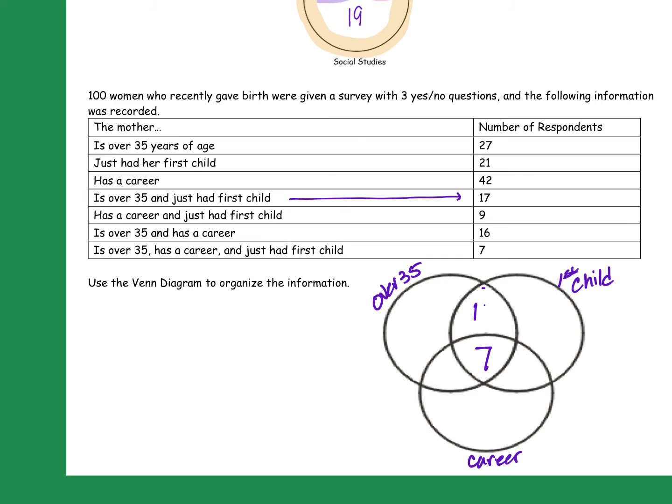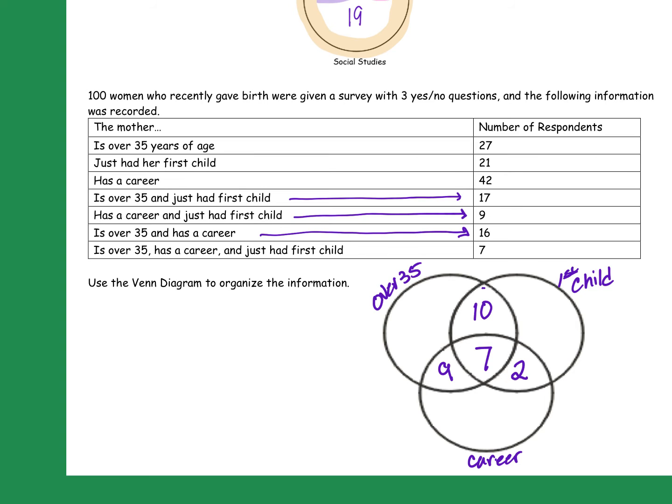This should be 10. And then we have here first child and career is here, should be a total of 9. And I've already got 7 there, so that means that should be 2. And then we have over 35 and has a career, should be a total of 16. And I have 7 there, so that should be 9, I think.